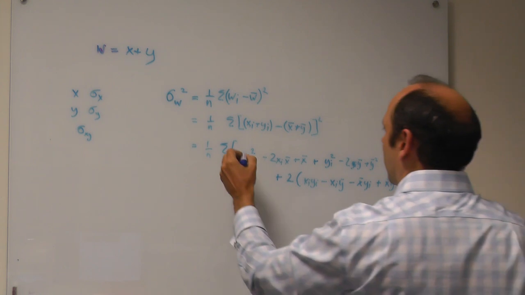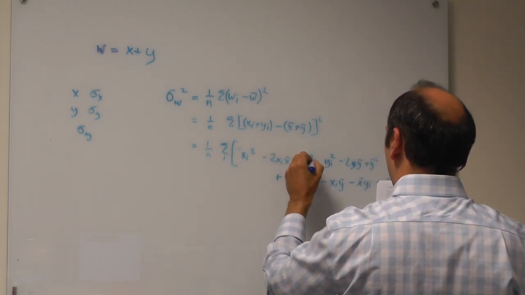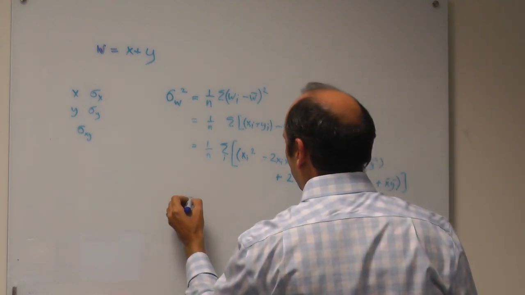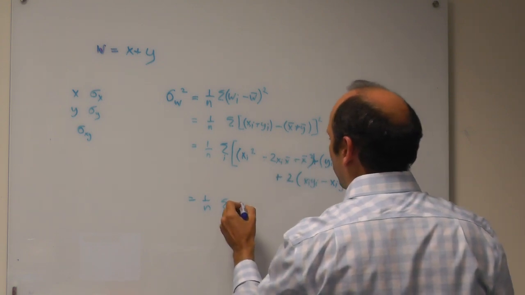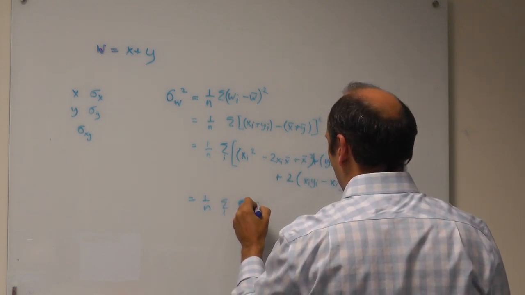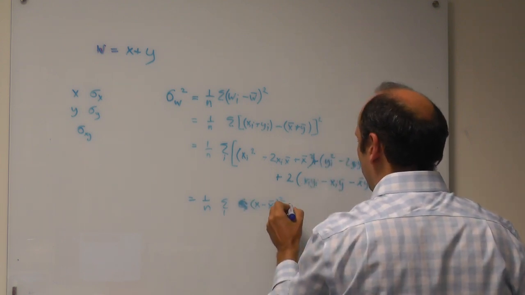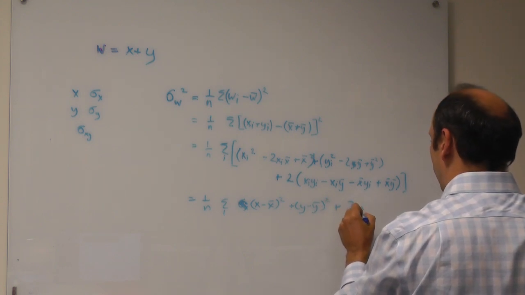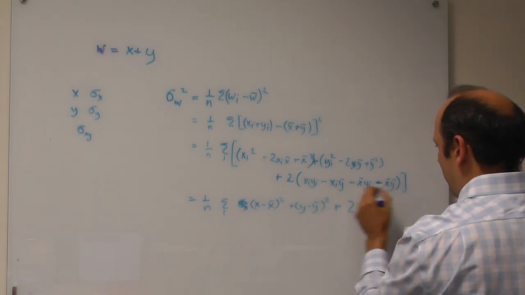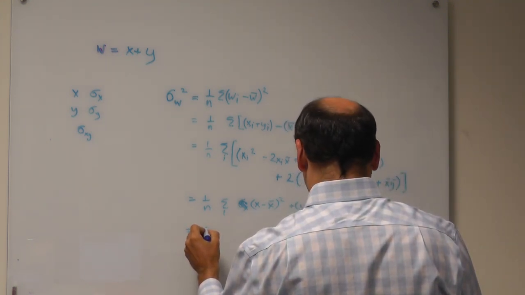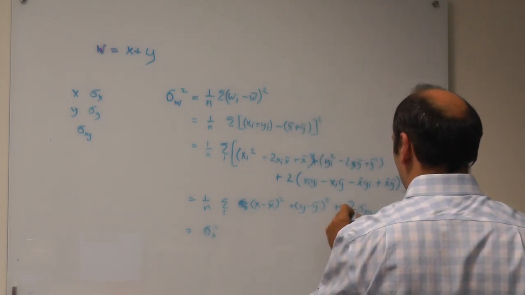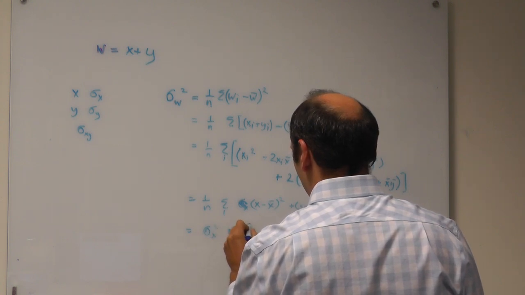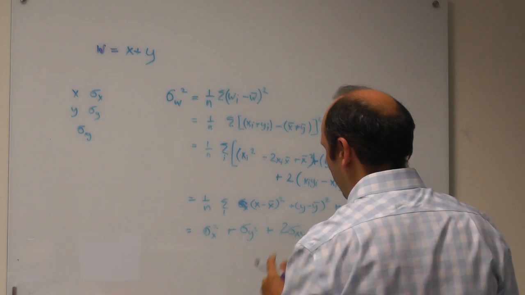Now, I need to put squared there. Now, that's x minus x bar squared. So this is equal to 1 over n times the sum over i. That's x minus x bar squared, which is sigma x squared. That's y minus y bar squared. And this thing is the covariance we defined a moment ago. So what I've got here is sigma x squared, and there's an n, so I'm just going to put that bracket there. So that's my sigma x squared. I've got a sigma y squared plus twice the covariance of x and y.